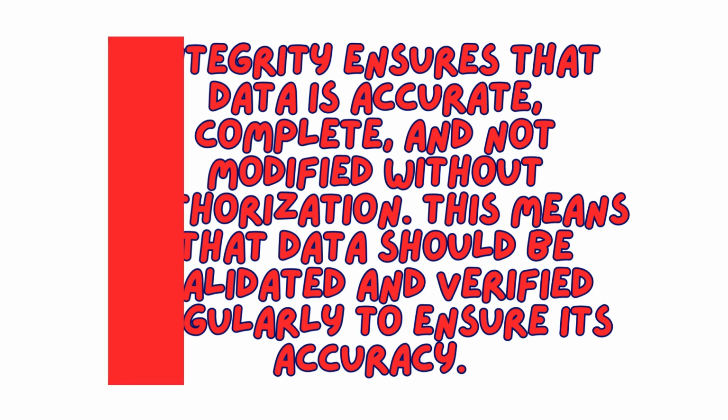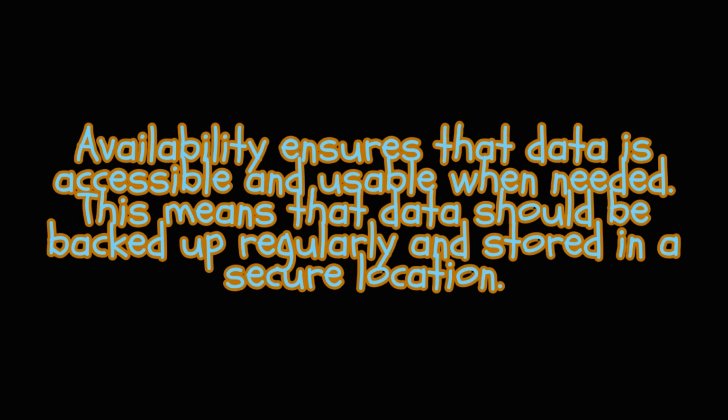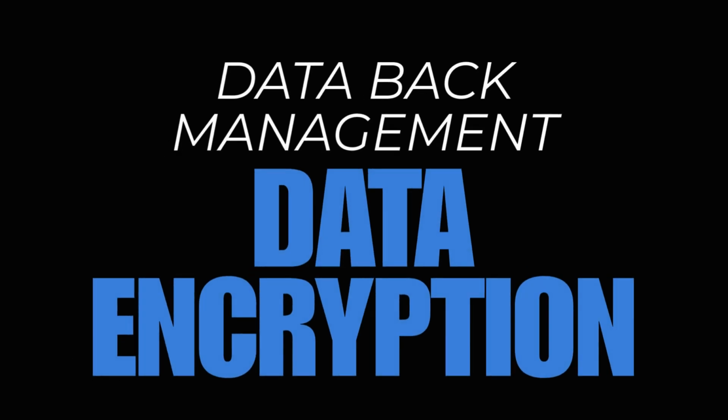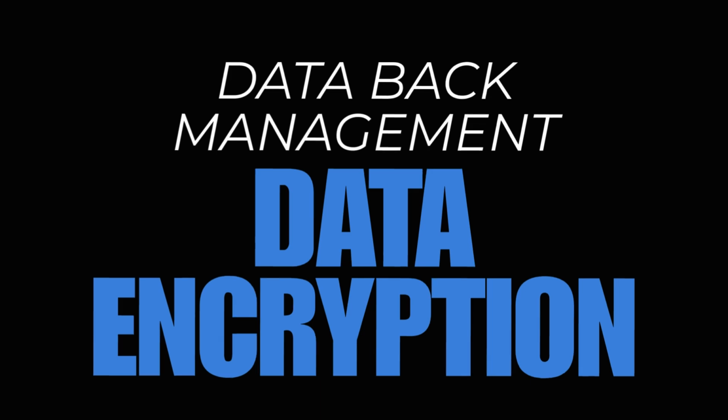Availability ensures that data is accessible and usable when needed. This means that data should be backed up regularly and stored in a secure location. Think of the CIA Triad like a three-legged stool. If one leg is missing, the stool will collapse. Similarly, if one of these principles is compromised, your data is at risk.